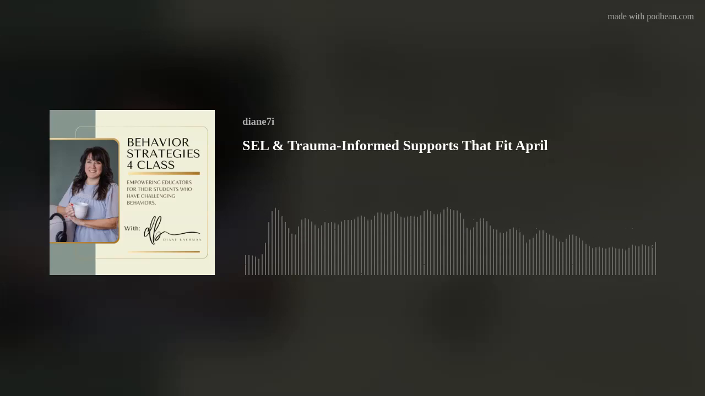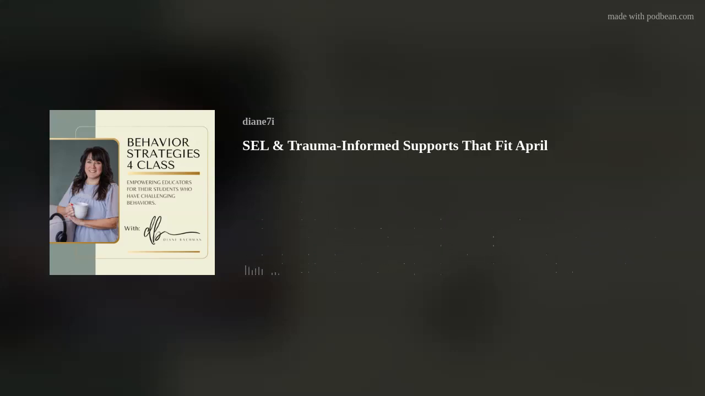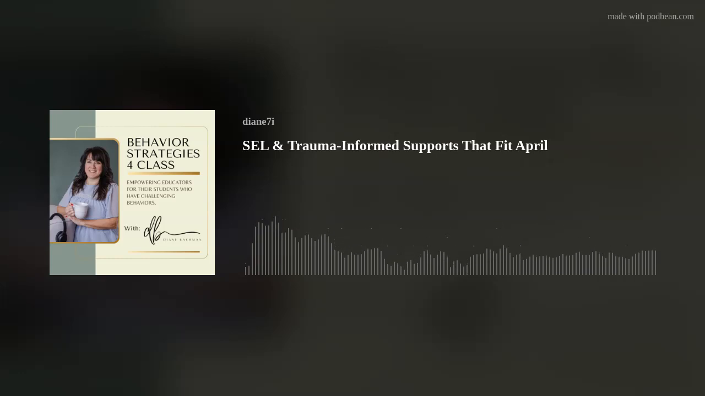Another way, so number 5 of the SEL trauma-informed supports for April is, again, growth mindset in spring themes, right? I know we always talk about growth mindset, right? We don't want to be stuck on our mistakes. We don't want to be stuck on, oh, wow, you really messed that up. But learning like, okay, so if this happened or you made this mistake, what is something maybe you could do differently next time?